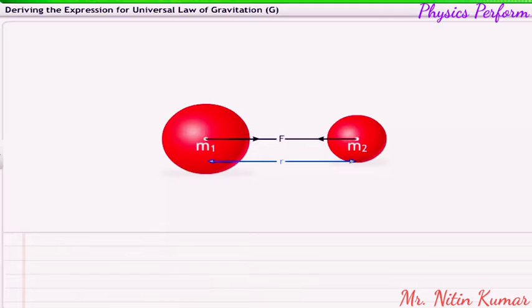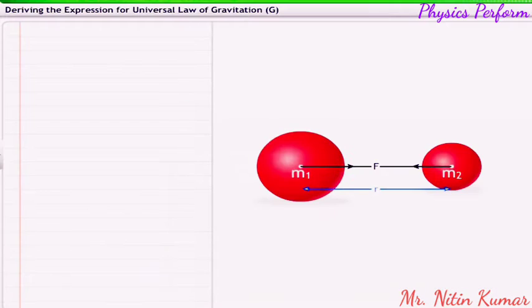According to Newton's universal law of gravitation, gravitational force between two bodies, F, is directly proportional to the product of masses of both the bodies, m1 and m2, and inversely proportional to the square of the distance between them, r. By combining both these relationships, we get the gravitational force between the bodies as F proportional to m1 m2 divided by r square.